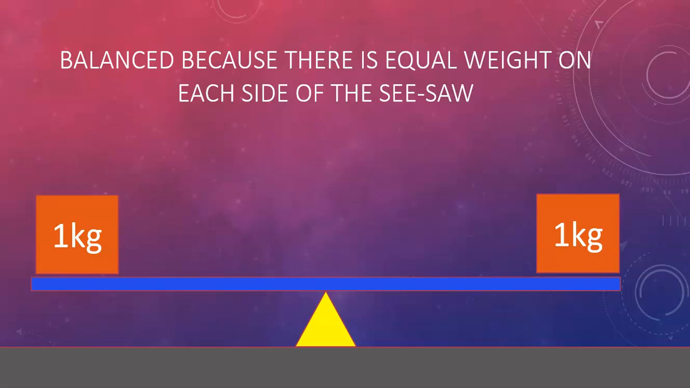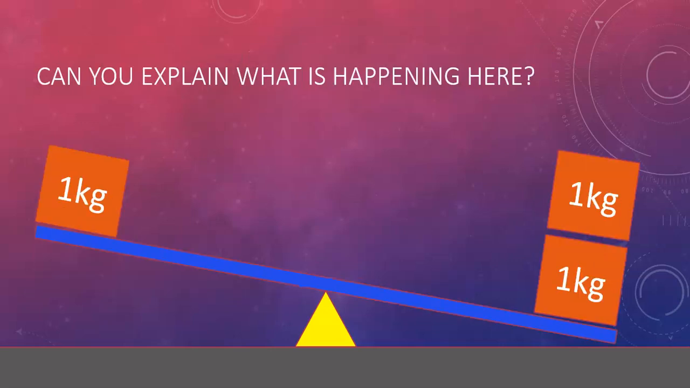This seesaw is balanced. It's balanced because there is an equal weight on each side of the seesaw. On this side, there is one orange block, and it weighs 1 kilogram. On this side, the right-hand side, there is an orange block which weighs 1 kilogram. So each side of the seesaw has got 1 kilogram on it. Because the weights are the same, the seesaw is balanced. Now look at this seesaw and see if you can explain what is happening here.